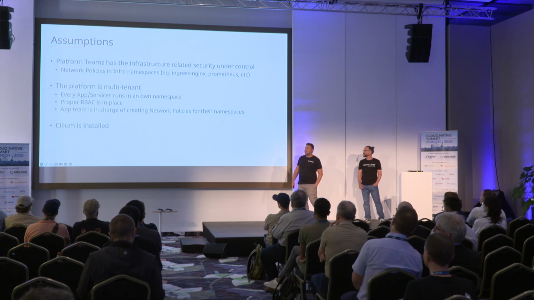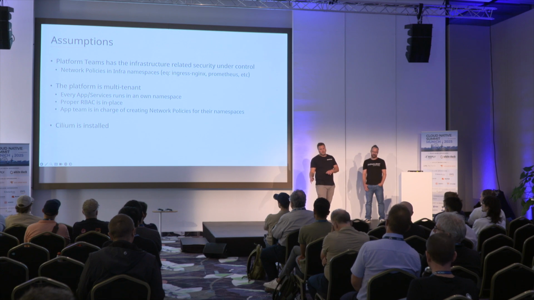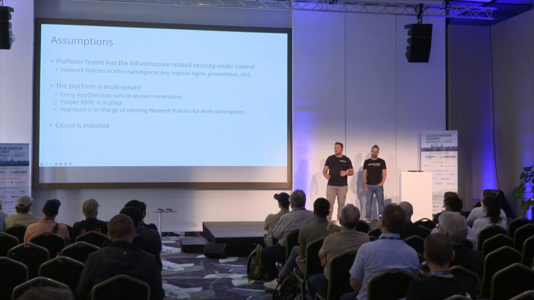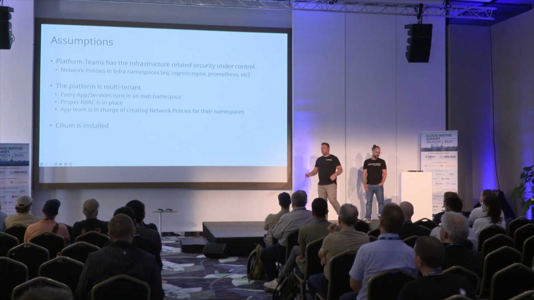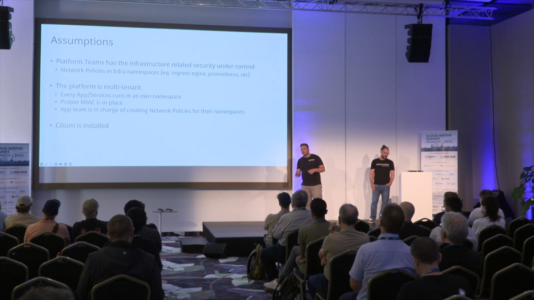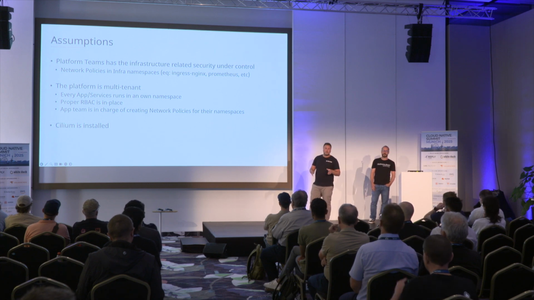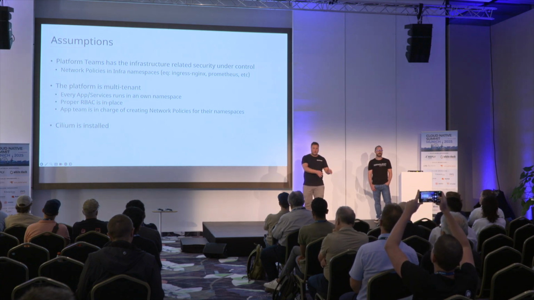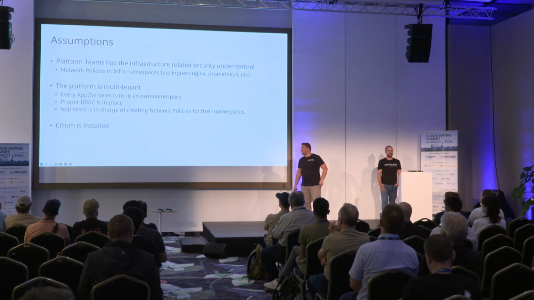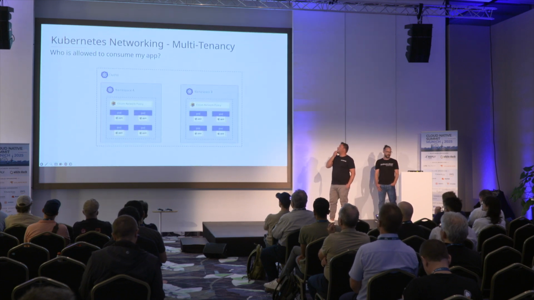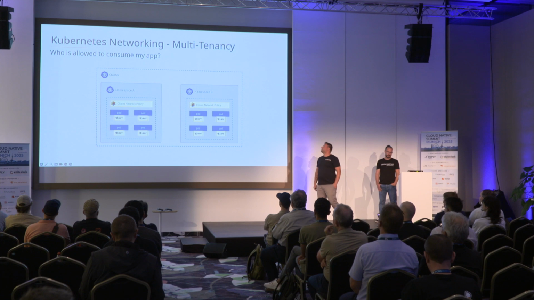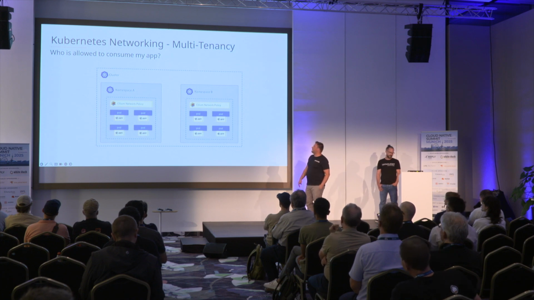And the app teams are in charge of doing their own network policies. We don't want to handcuff our teams and move the workload to the platform team, and make them do network debugging and stuff like this. So our idea is the separation of platform and apps. And Cilium is also installed. I think everybody knows this, but like I said, we want to be on the same page.